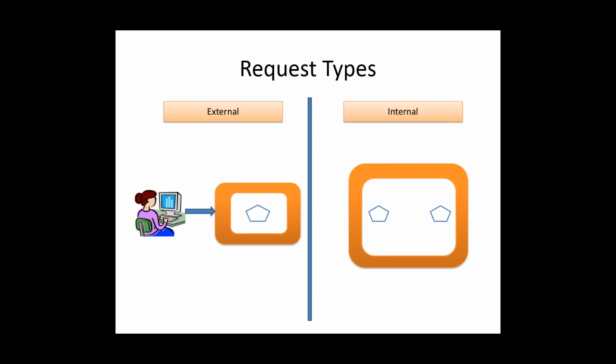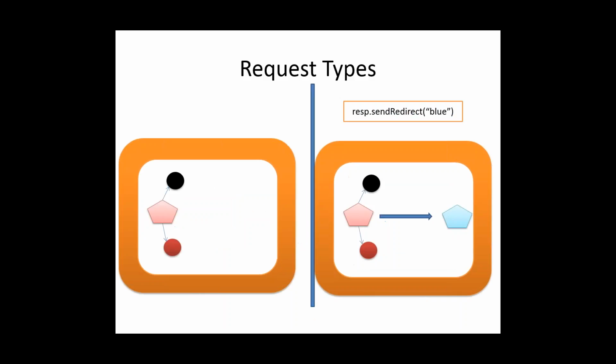Internal request is when one web component is invoking another web component. It might be either a servlet or a JSP. When one is invoking the other, then it is called internal.